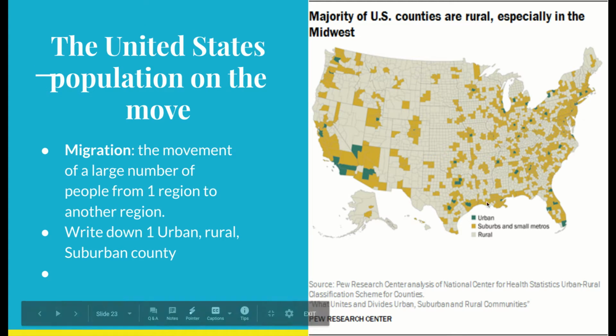Now this map is showing the majority of the United States counties are rural. So when you look at states like Nebraska and Kansas, you see that they're mostly rural counties. Now, when you look at other states, like for instance California, you're going to see a lot of those orange and green, orange being suburban and small metros, and green being your urban cities.